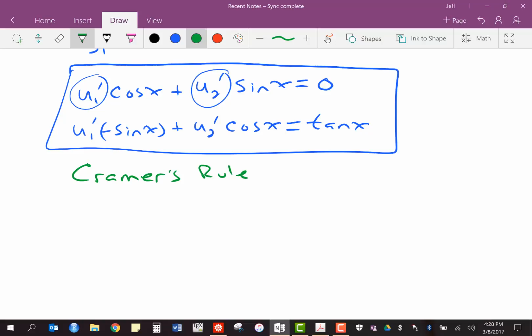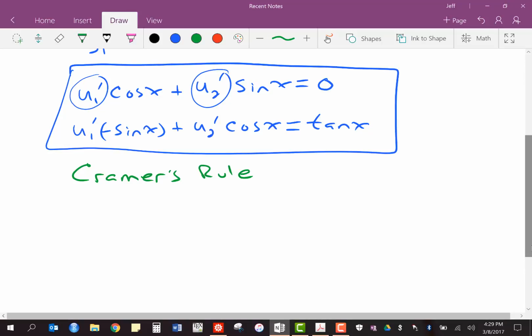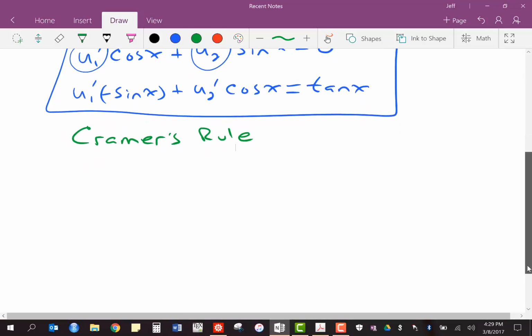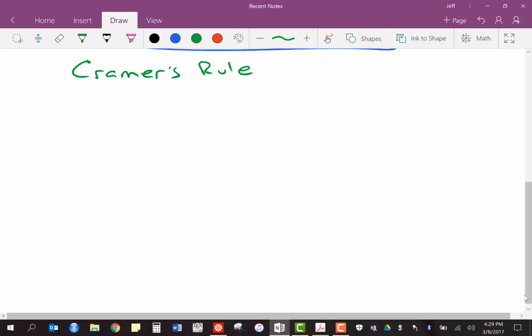which is a way to solve systems of equations. And in general, it's not a very good way to solve systems of equations. It's not very good except when it is very good. And this is an example where it is very good. So really quickly, let me show you an example of Cramer's rule just so that we can get a feel for it before I start looking at this particular equation.